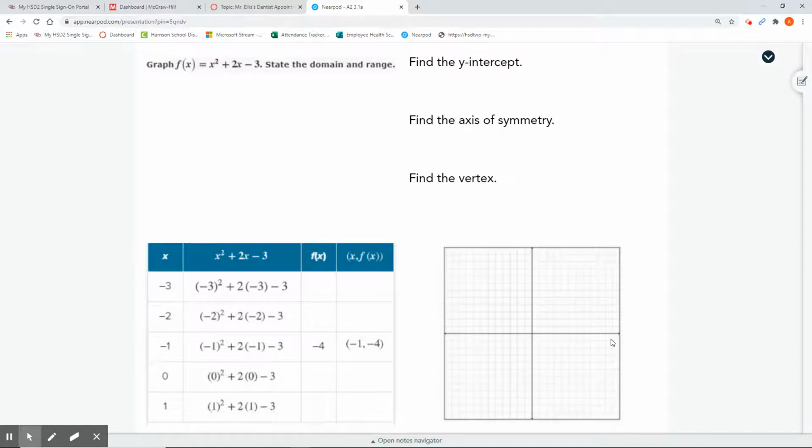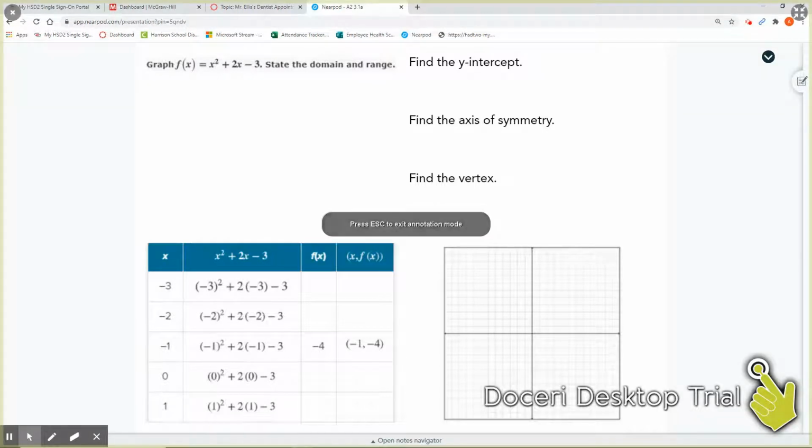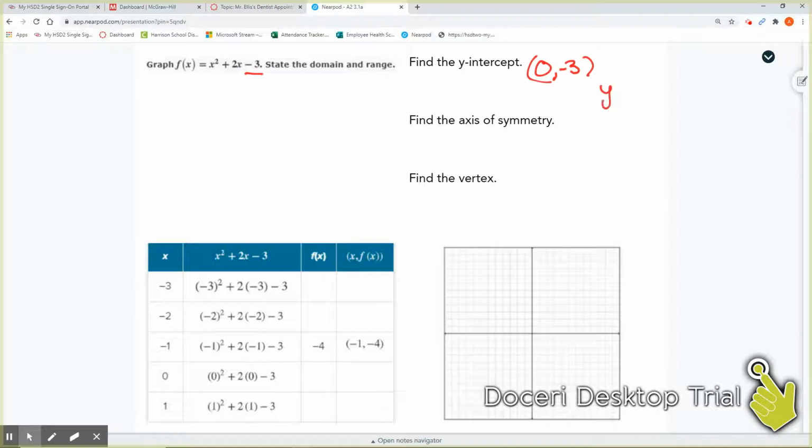Okay, so I'll go over an entire graph. They want us to graph x squared plus 2x minus 3, and then determine the domain and range. So to find the y-intercept, I remember that it is as simple as looking for the c value. And I notice that it is -3. So my y-intercept, I can write as (0, -3), or as just y equals -3. And I'm done with that part.